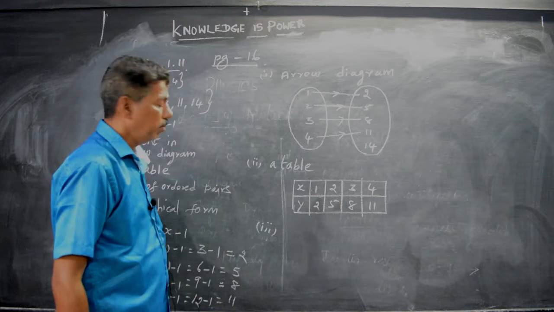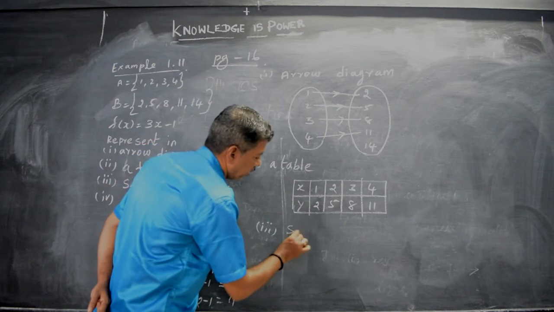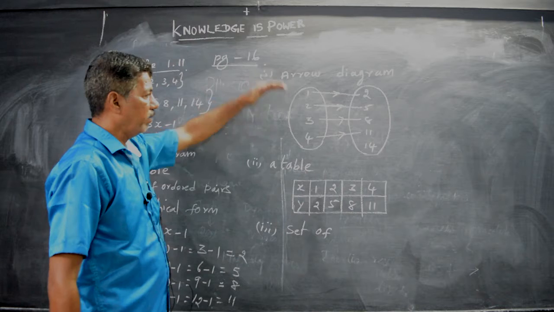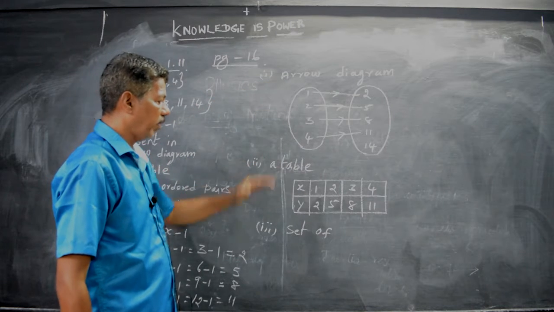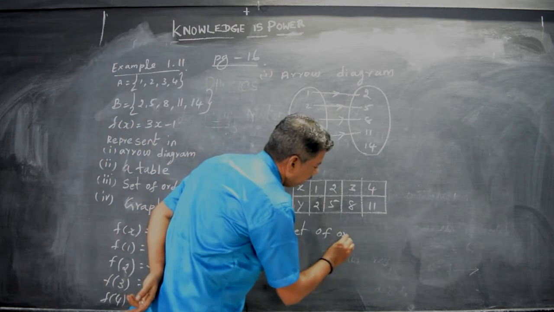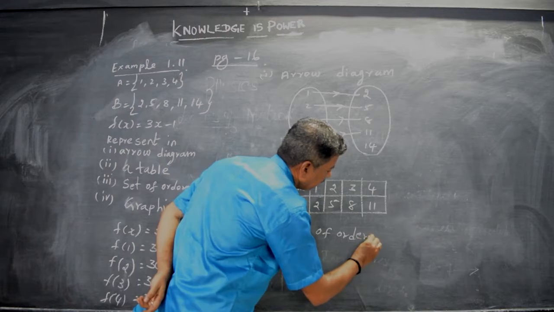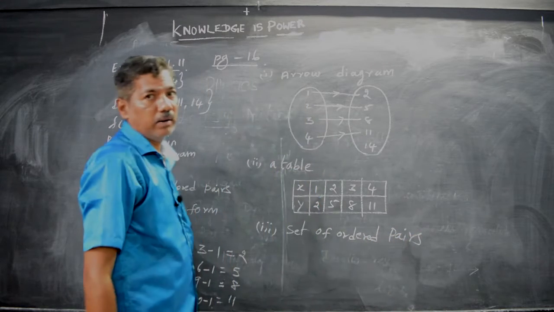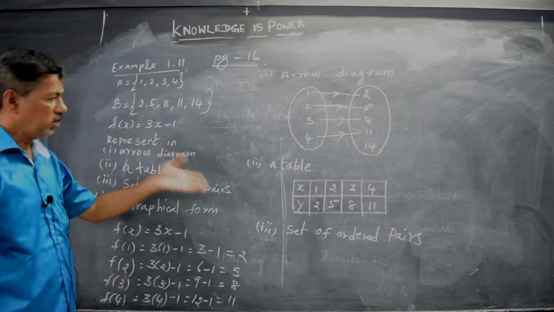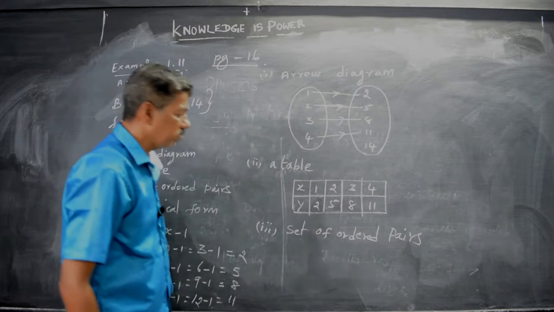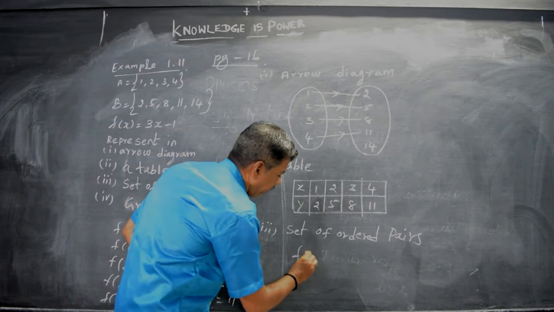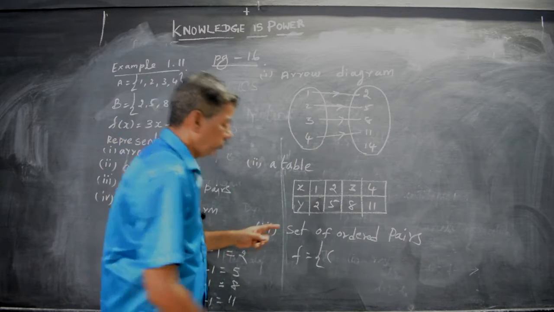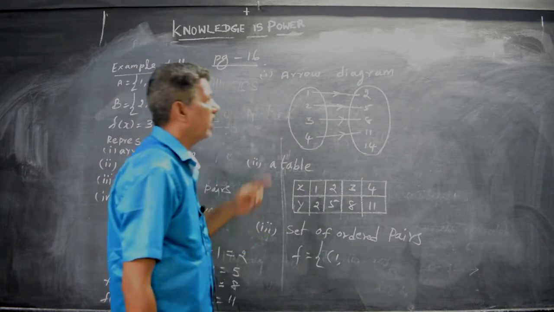For every one you have to write the heading. Arrow diagram means arrow diagram, table means table. Set of ordered pairs. Now this has already been done in so many sums. So take example f. Put the set bracket first. When you substitute 1, what answer do you get? 2.